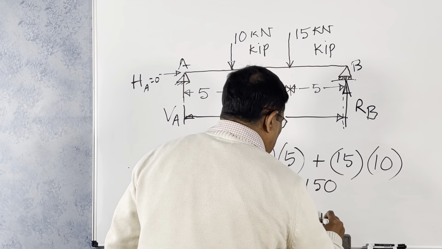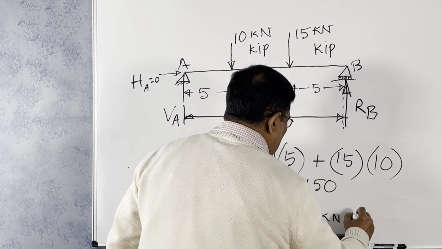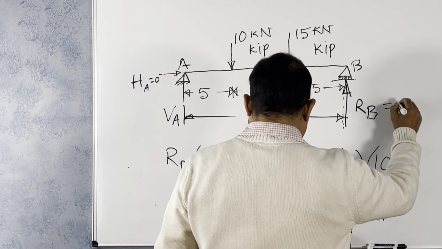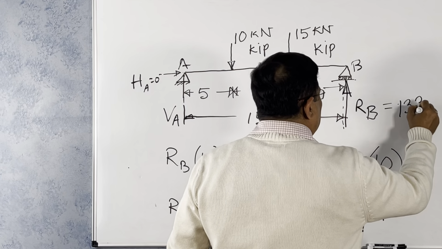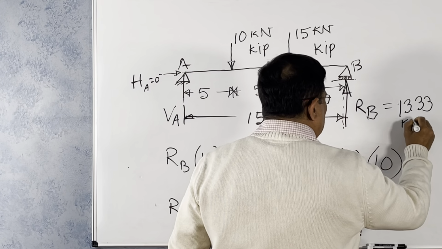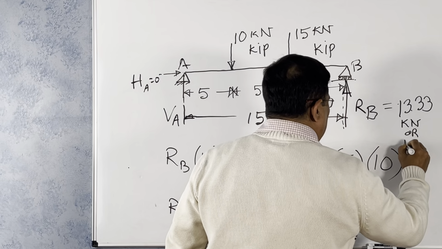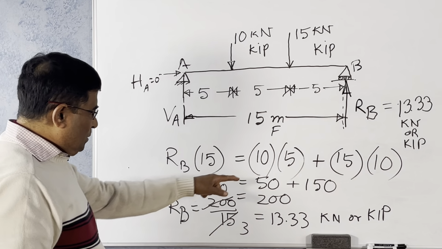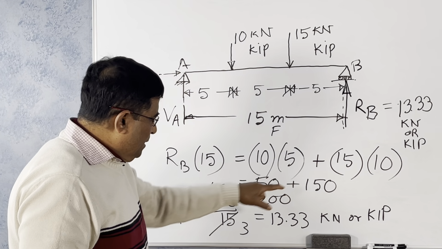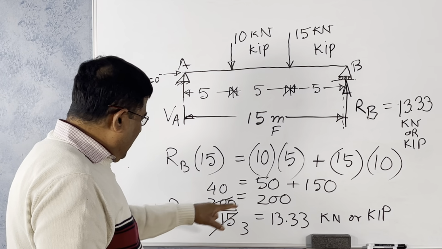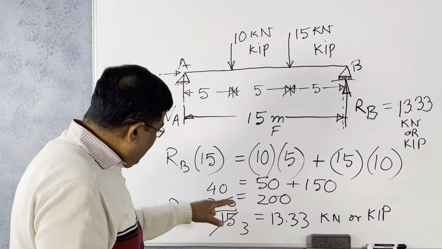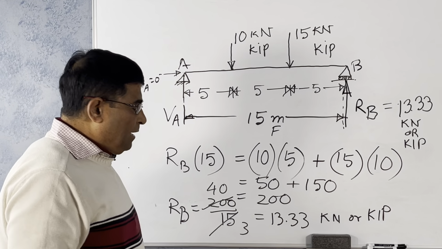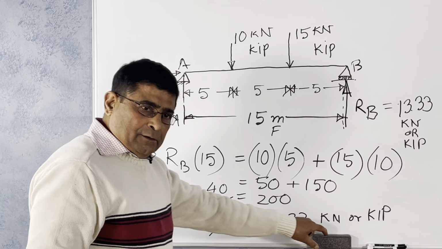This is kilonewton or kip. This reaction RB equal to 13.33 kilonewton or kip. Got it? Let me check the equation. 50 plus 150, 200 divided by 15. I take 5 common, so 200 divided by 15 is 40 divided by 3, which is 13.33. Alright?